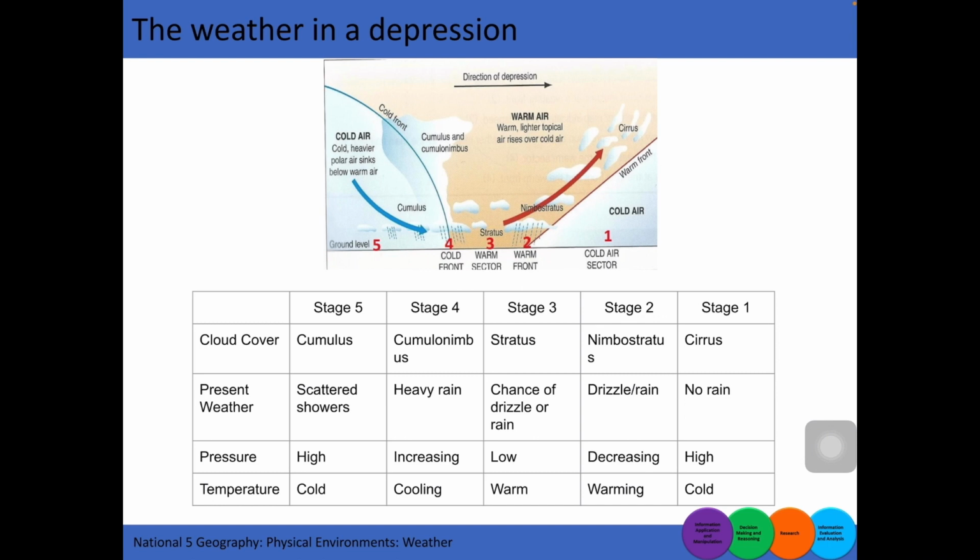So remember, when your depression is passing over, they are going to go through each area of the UK, and go through all 5 of these stages. So stage 1, stage 2, stage 3, stage 4, stage 5. And this again will happen time and time again. As I said in the video, these pass over the UK about 100 times a year, and they take about 1 to 3 days to pass as well.